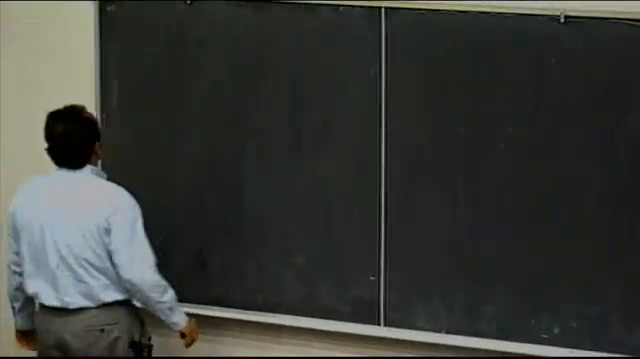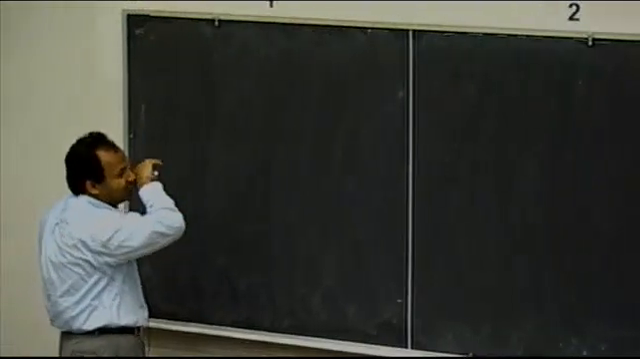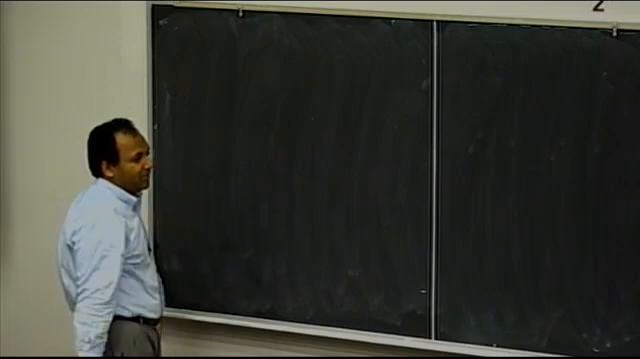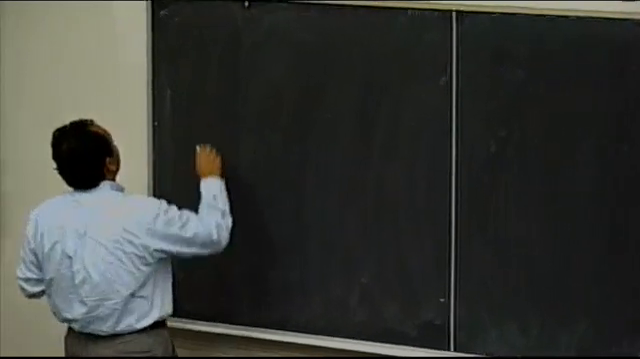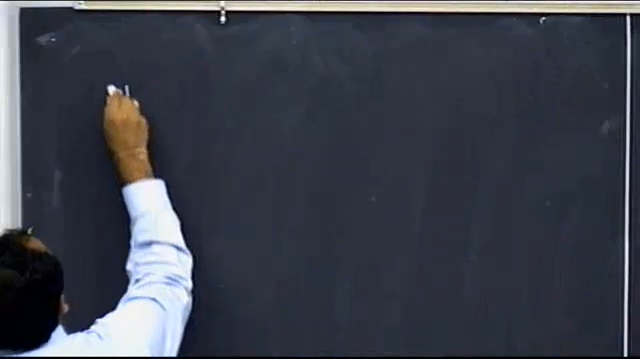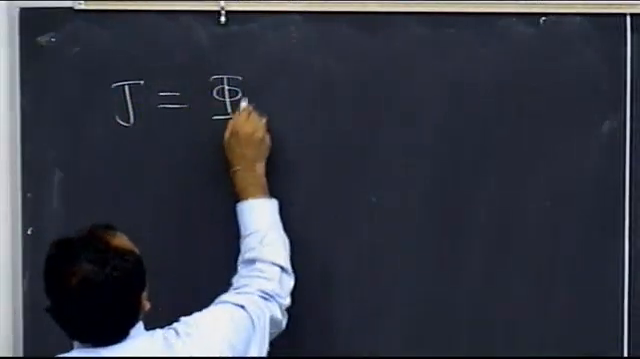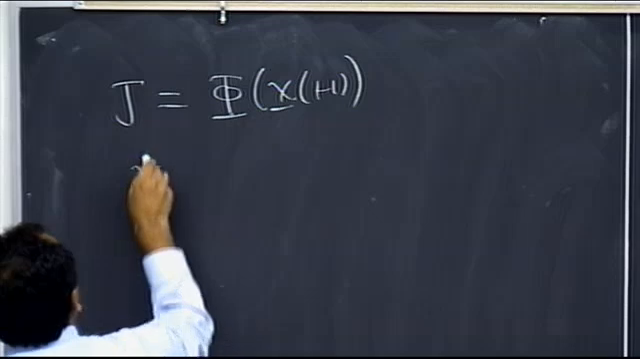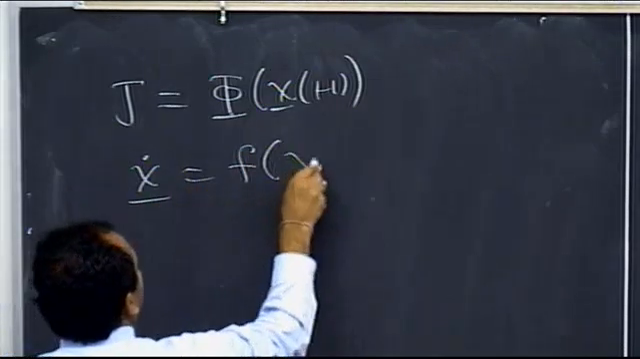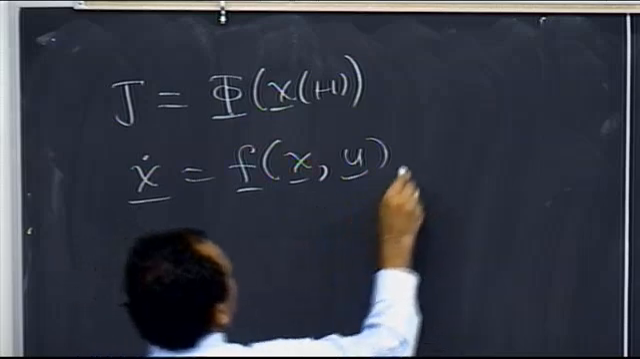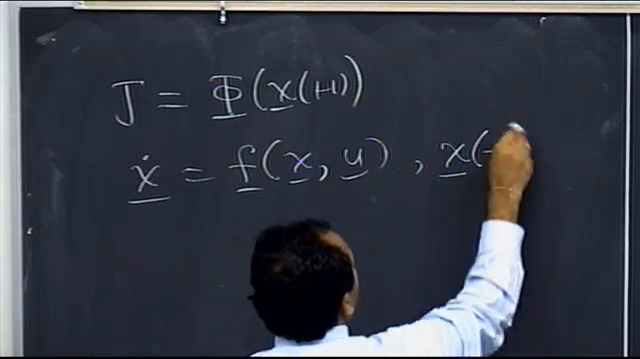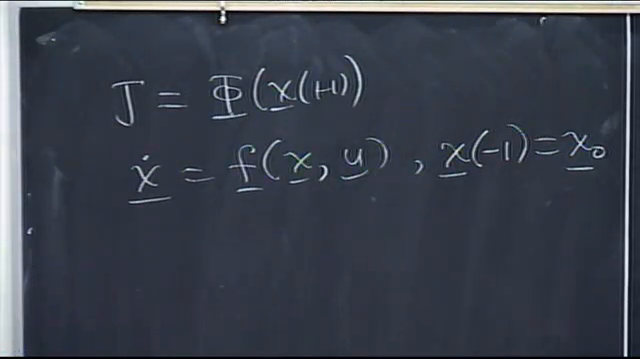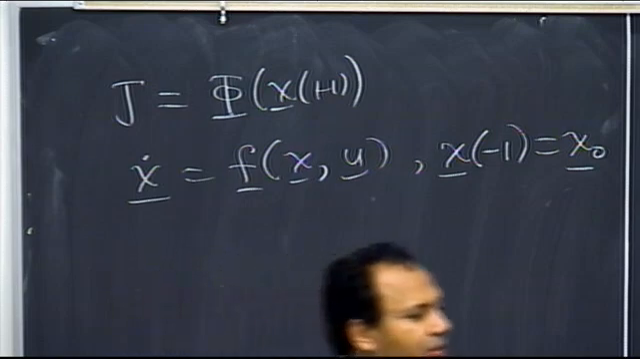All right. So we're going to continue on with our derivation of different methods for solving optimal control problems, pseudospectral methods. So if you remember, the problem that we were dealing with was the cost function was phi of x of plus 1. The dynamics were x dot equals f of x and u with an initial condition x of -1 equals x0. Now today we're going to talk about using Gauss points.